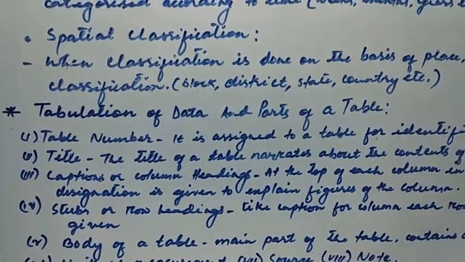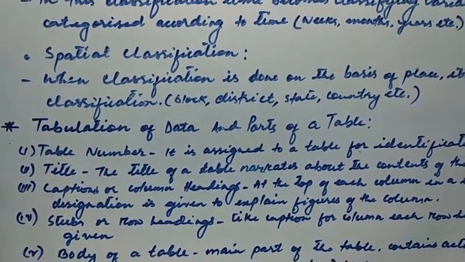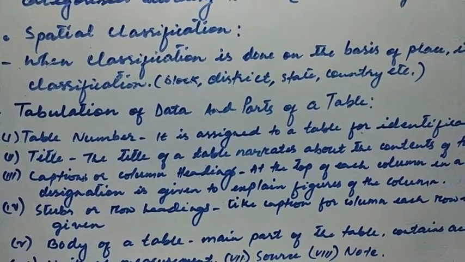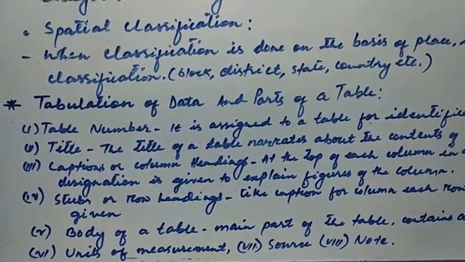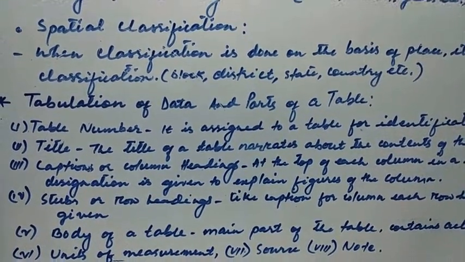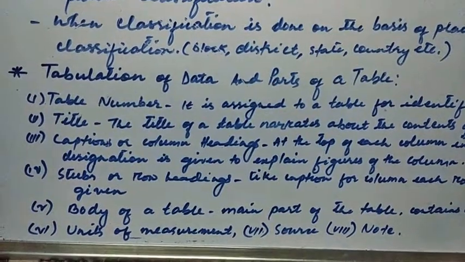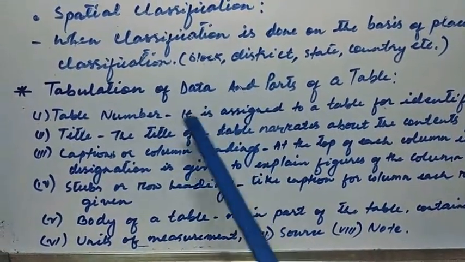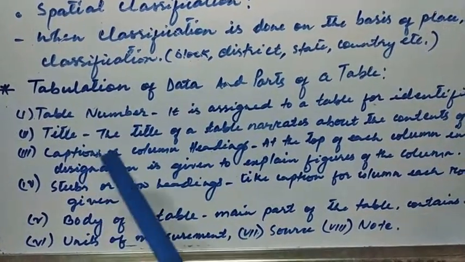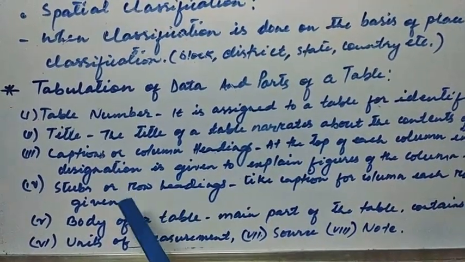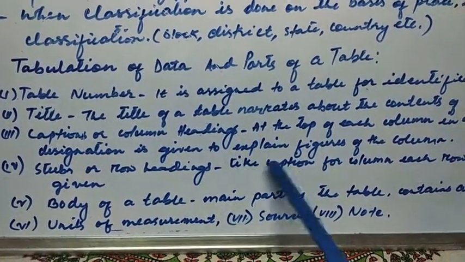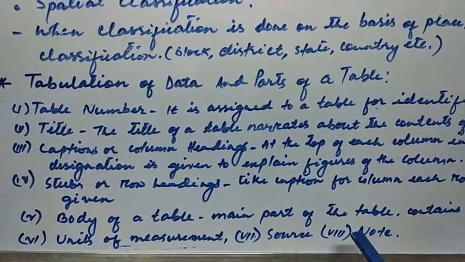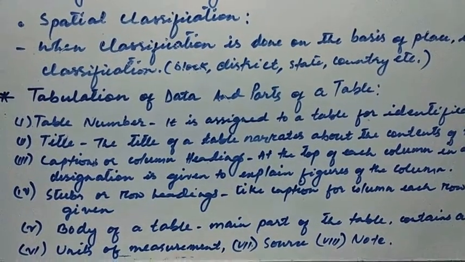So the next topic is tabulation of data, or presenting the data in the form of a table. What are the components, what are the items that are included? So parts of a table, here there are actually 8 parts of a table, that is table number, title of the table, captions or column headings, stubs or row headings, and then body of the table, units of measurement, the sources, note. So these are all the parts of a table.